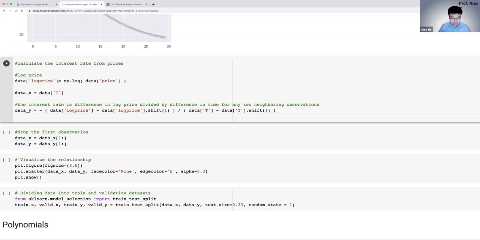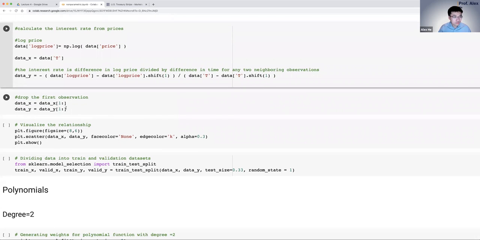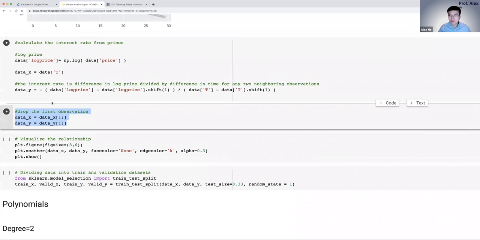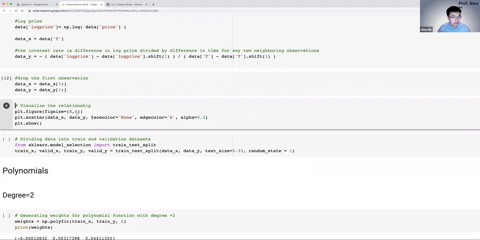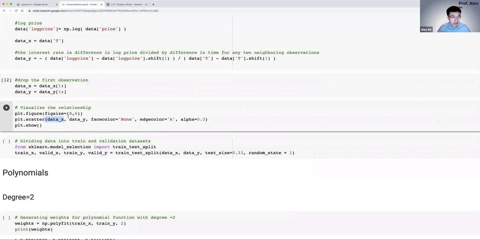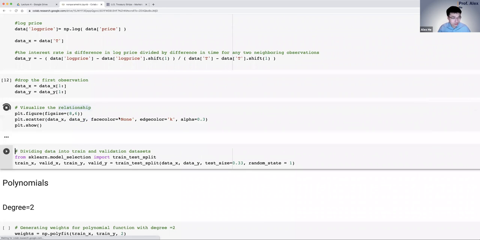And the other thing we want to do is to drop the first observation, because this would be the difference between this year's and last year's, and for the first observation, there's no last year. So we only keep the index from one onwards. Okay, so we drop the one with the index zero. So that would be our data, with the data X still being the time, and the data Y being the interest rate. And then we can plot that relationship over time.